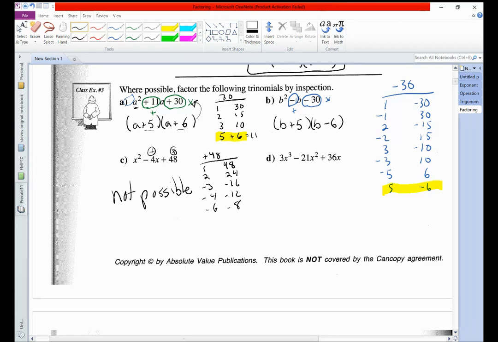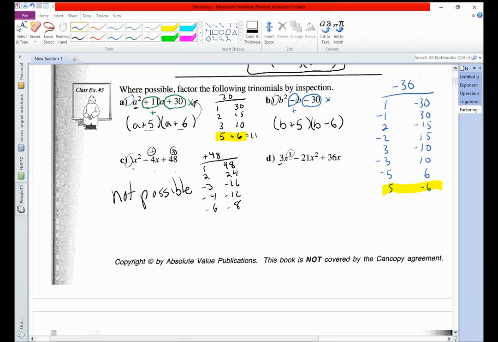All right, last factoring by inspection question. So we have 3x cubed minus 21x squared plus 36x. A couple of things right now that are a bit of an issue. You can see that we have a number in front of our leading x term, and also we have an x cubed, not an x squared. This inspection only works with trinomials, where it goes x squared, x, nothing, or a squared, a, nothing, and there's no constant in front of the squared term. And we can fix all of that.